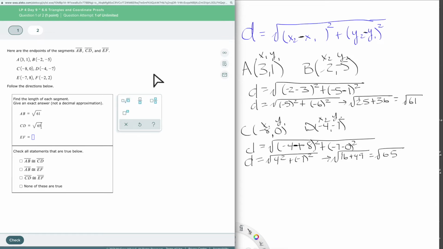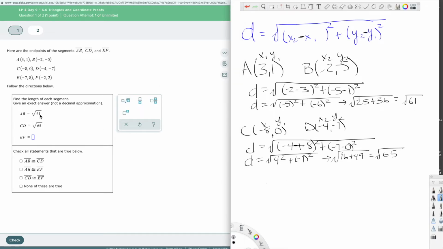So now we're going to check EF. So far, nothing is congruent. Nothing is equal to each other. So E is -7, 8, and that's x1, y1. It's my new x1, y1. And then F is -2, 2. So it's x2, y2. All right, so that's my last one to check here.